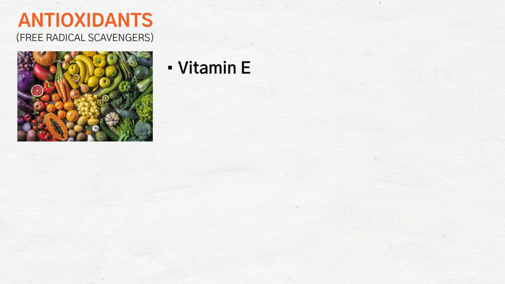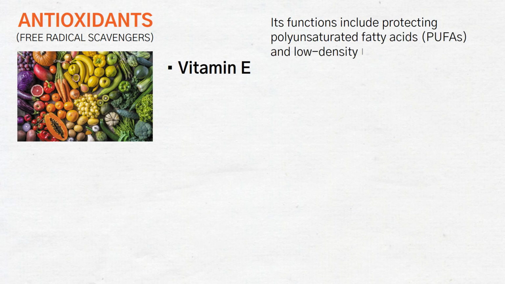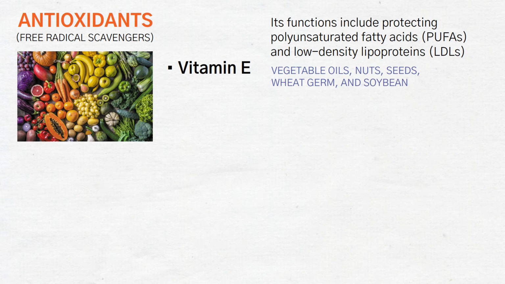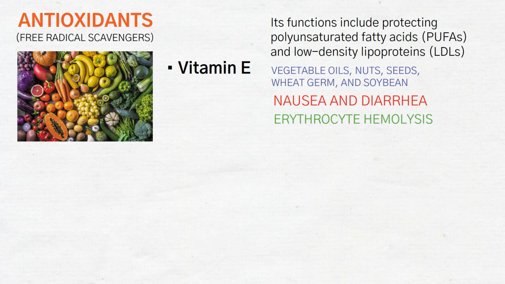Vitamin E is a fat-soluble vitamin made from tocopherol. Its functions include protecting polyunsaturated fatty acids, PUFAs, and low-density lipoproteins, LDLs. However, its main function is as antioxidant. Sources include vegetable oils, nuts, seeds, wheat germ, and soybeans. Consuming too much vitamin E can cause nausea and diarrhea. Consuming too little may result in fragile red blood cells, erythrocyte hemolysis. Vitamin E deficiencies are uncommon, though.